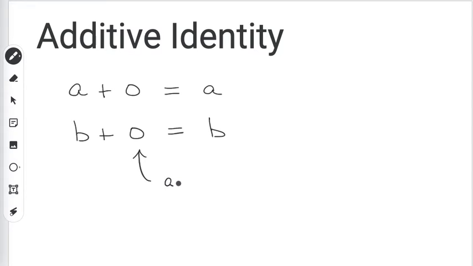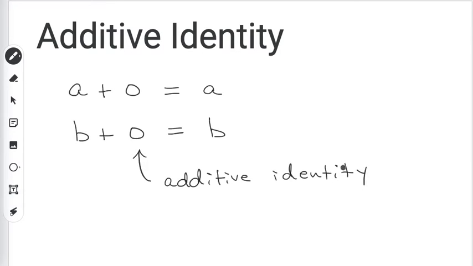The next property is going to be the additive identity. This means that you can add 0 to anything and still get the same thing back. It doesn't matter what you add to 0, you'll always get that element back. 0 is what's called the additive identity, because it always gives you back the same thing when you add.